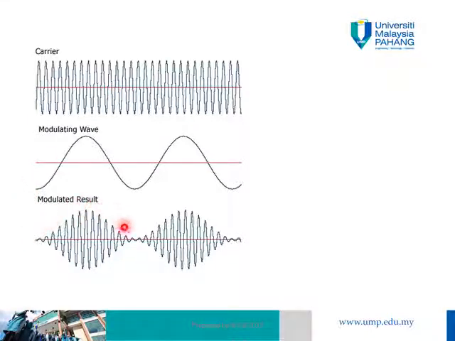This is called envelope of amplitude modulated signal. So we have a new signal which is having the same frequency of the carrier, but the amplitude changes following the amplitude of the modulating signal.